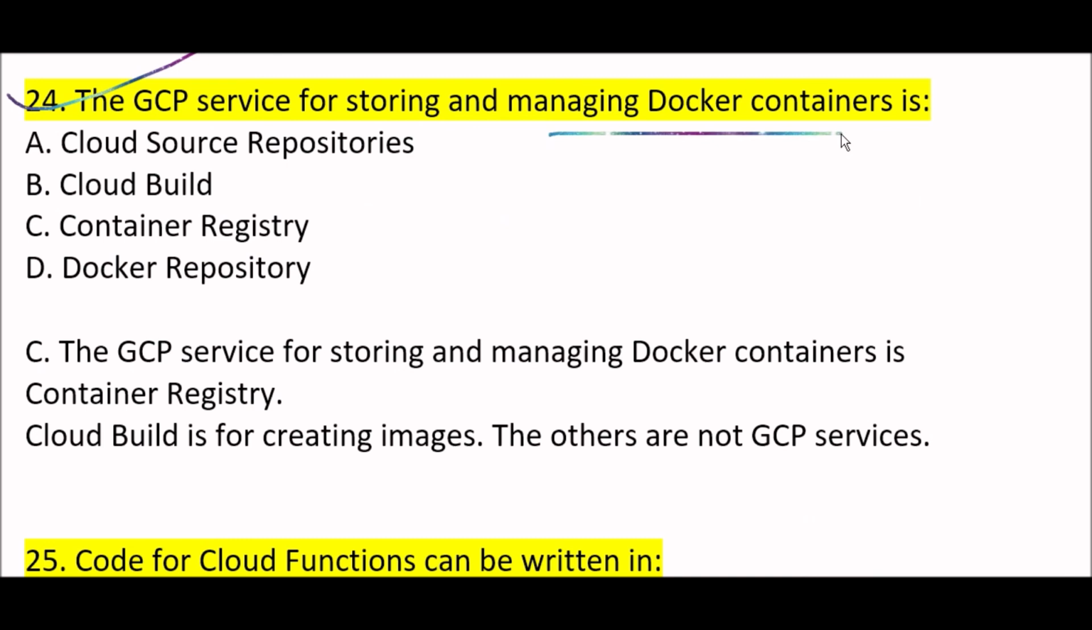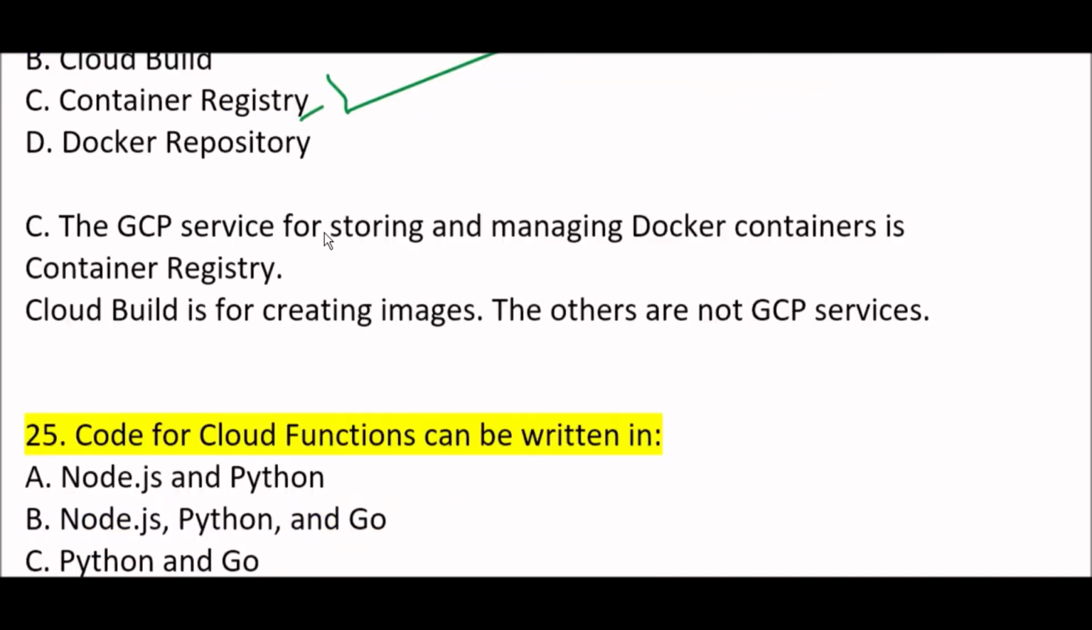The GCP service for storing and managing Docker containers is option A, Cloud Source Repositories. Option B, Cloud Build. Option C, Container Registry. Option D, Docker Repository. Right answer here is option C, Container Registry. Okay. The GCP service for storing and managing Docker containers is Container Registry. Cloud Build is for creating images and the others are not GCP services. So right answer here is option C.